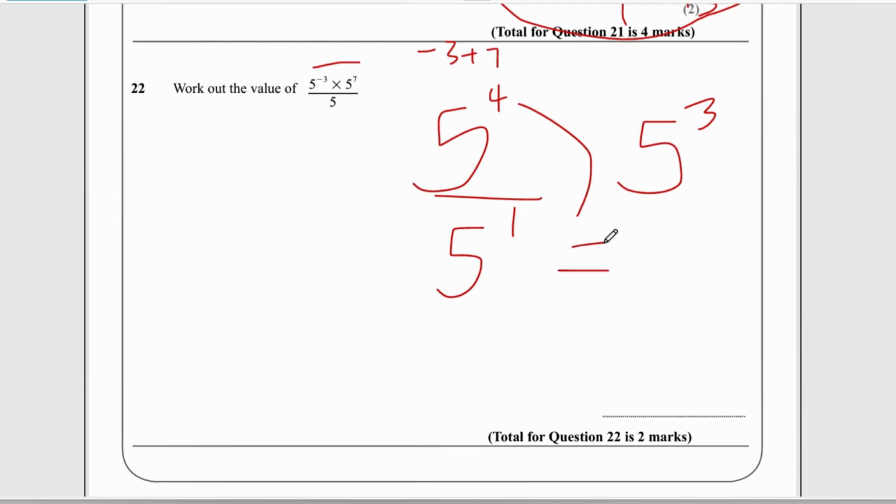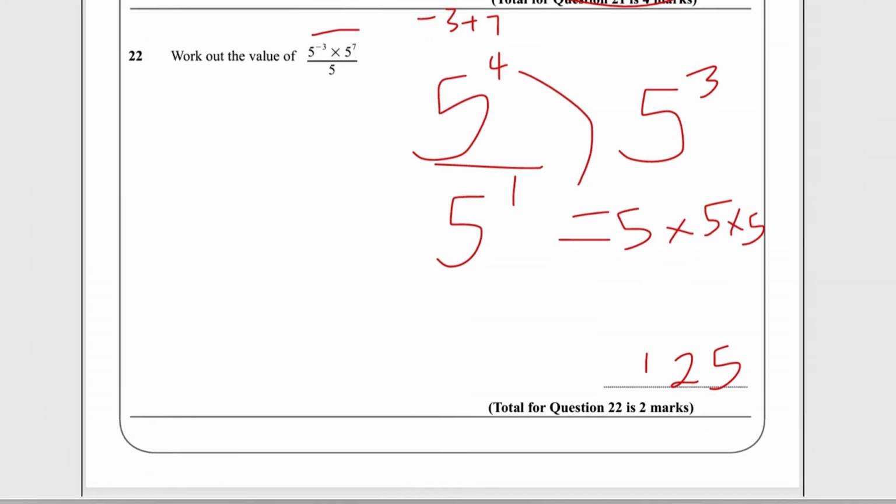So how do you do 5 to the power of 3? That's 5 times 5 times 5. Not 5 times 3. 5 times itself 3 places. So 5 times 5 times 5. That gives you 125 because 5 times 5 is 25. 25 times 5 is 125.